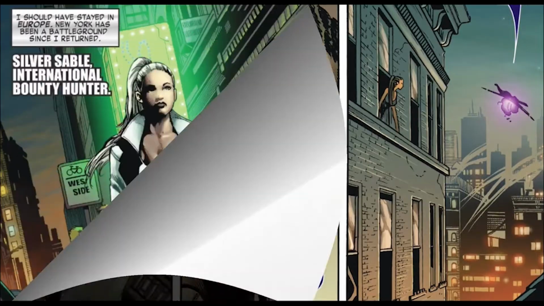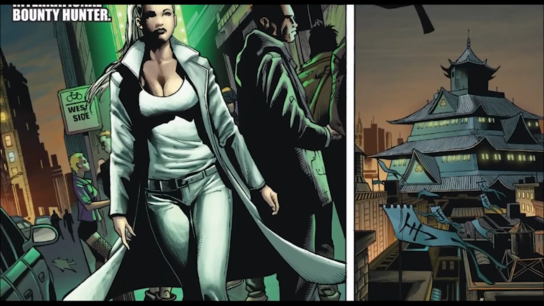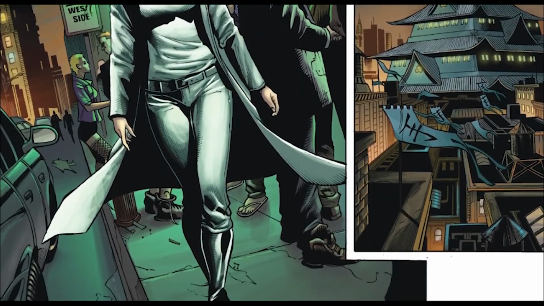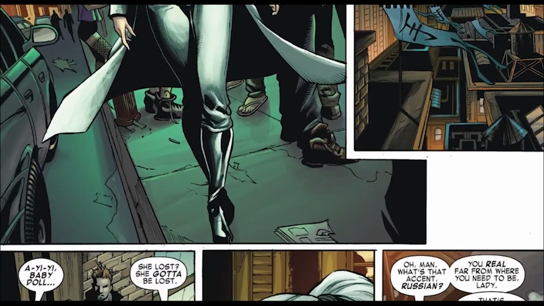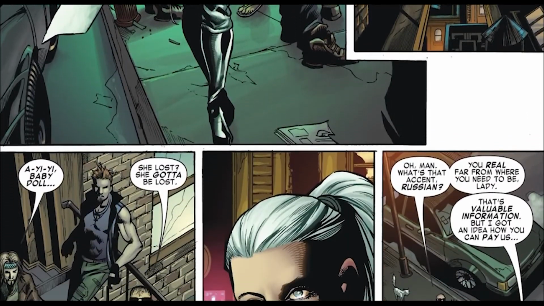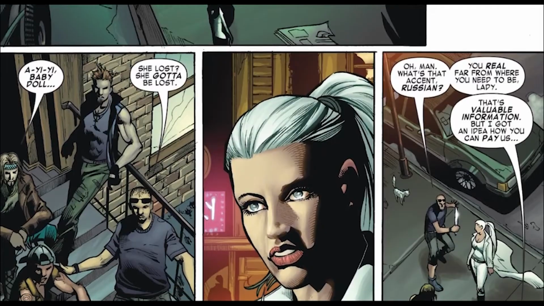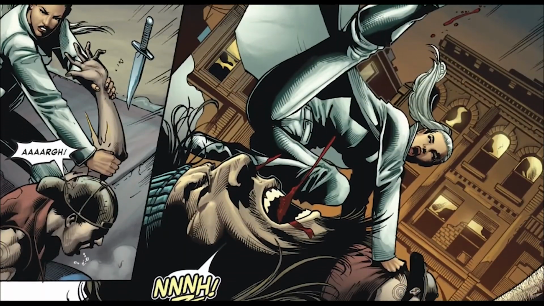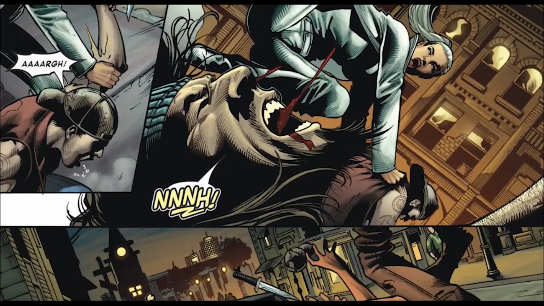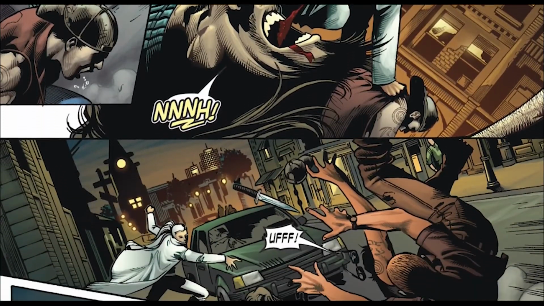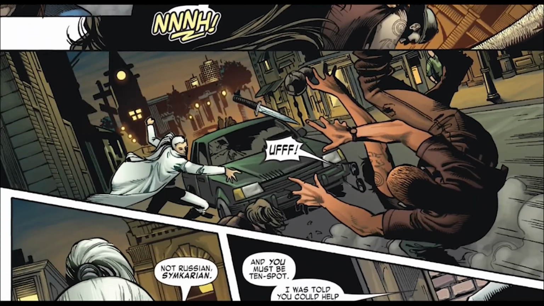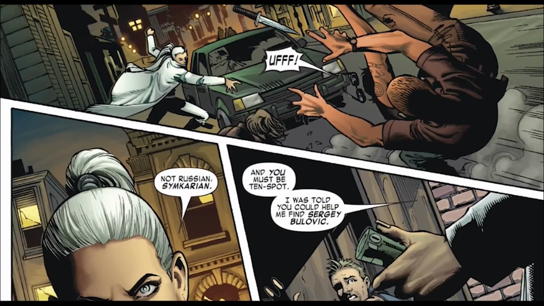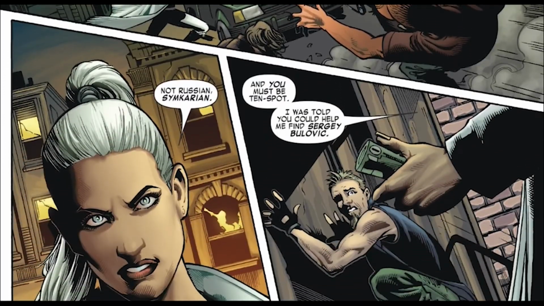Then he leaves. We then pick up with Silver Sable, who is kind of like a mercenary of sorts. Sometimes she brings in people who are known terrorists. Right now, she is looking for a guy named Sergei, and I cannot pronounce his last name. We don't get the chance to learn much of why she is here and why she is looking for that person, except we know that she is looking for him and the story moves on.